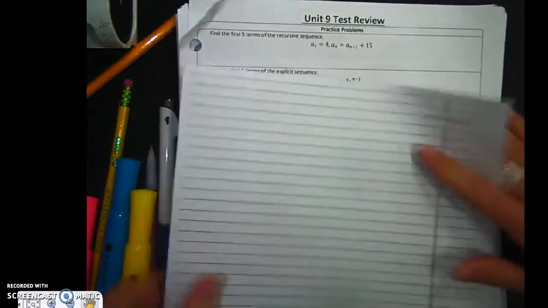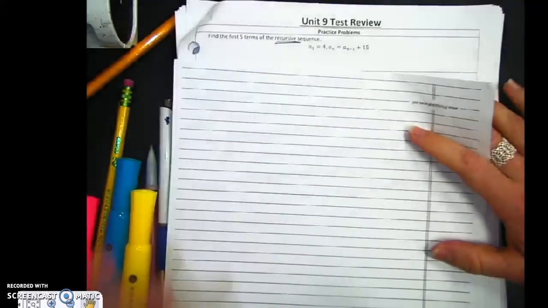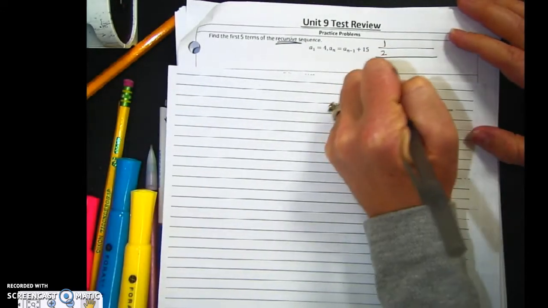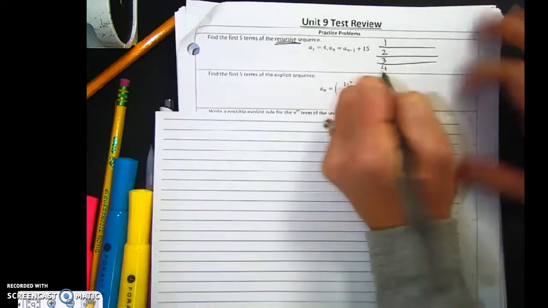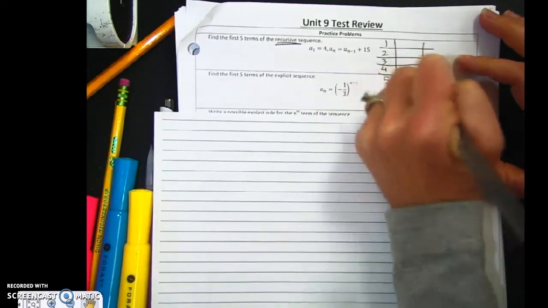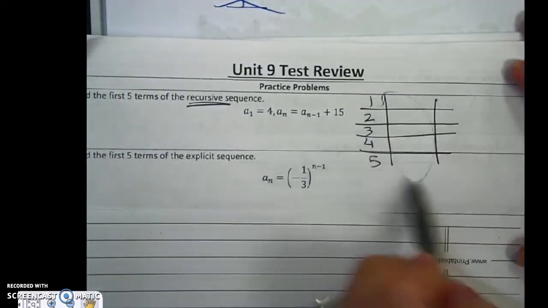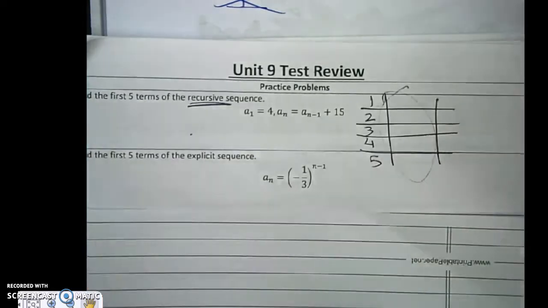So in the first 5 terms of the recursive sequence, remember what recursive means. Recursive means you need the previous term in order to get the next term. So I like to list it like this. I don't need you to list it like this, but if you choose to do that, which is great, make sure you're showing your work. If you choose not to do that, make sure you're showing your work.